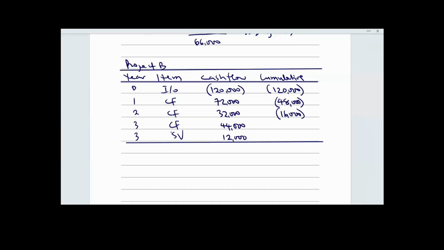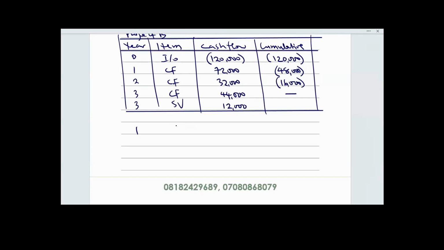16,000 naira outstanding balance is less than the next cash inflow of 44,000. You put a dash and you calculate the payback period. So in this case, I would then say payback period is equal to, we have recovered for 2 years plus outstanding balance of 16,000 divided by next cash inflow of 44,000. What you get? That's 2.36 years, in 2 decimal places.